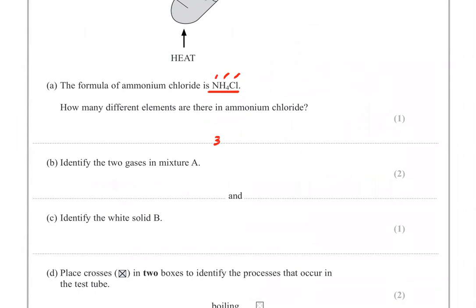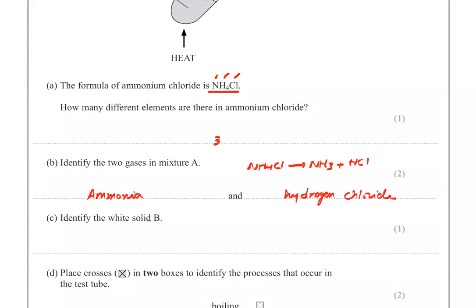Identify the two gases. المفروض انك خدنا equation ammonium chloride يحصل لها breaking down اللي هو thermal decomposition into ammonia and hydrogen chloride. يبقى هنا identify the two gases: ammonia and hydrogen chloride.